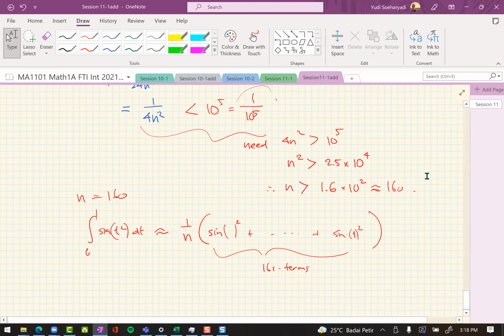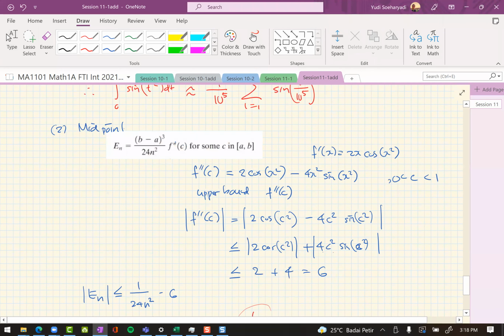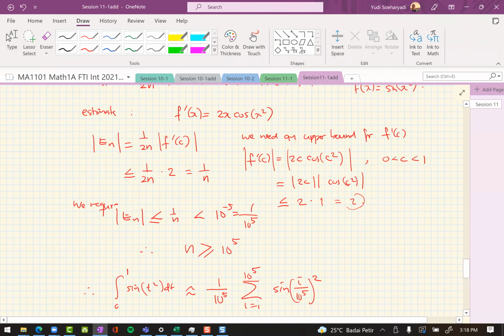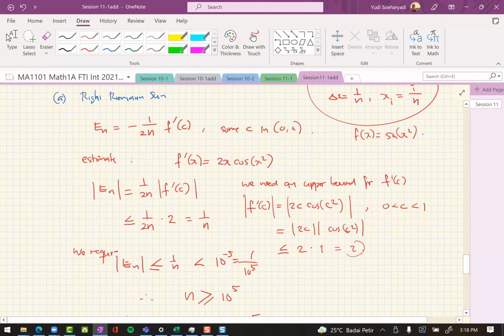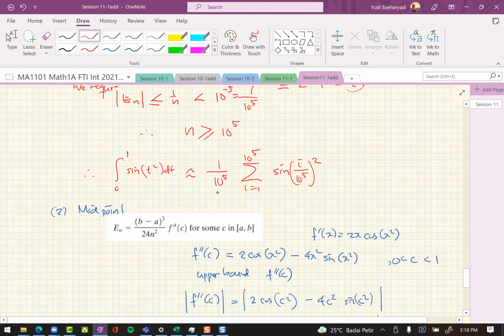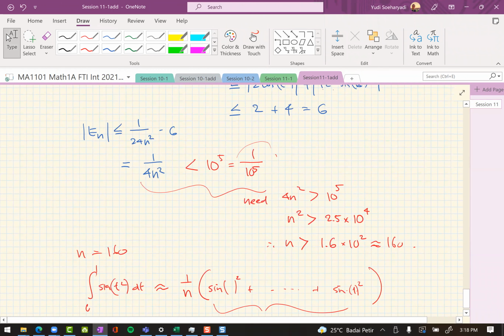All right, so let's just make the comparison again. If you use a left Riemann method or right Riemann method, you need 100,000 points. If you use midpoint, you only need 160 points for the same precision, 10 to the negative 5. So that means you get 4 digits correct.